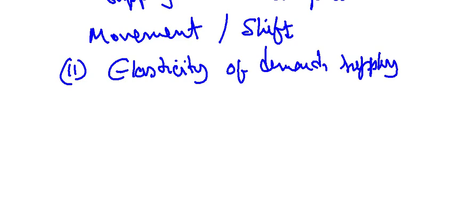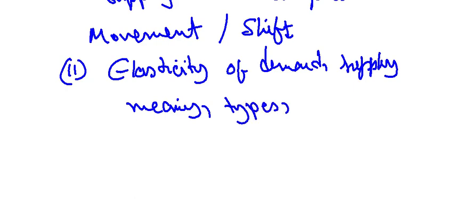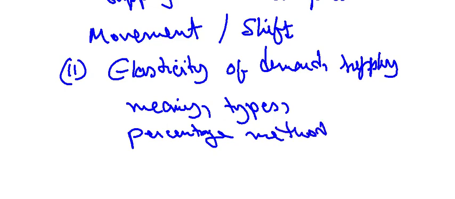So here also we have to know meaning, types, and the percentage method of measuring elasticity. Now when it comes to measurement, this is mathematical, that means you have to learn certain maths here. So you have to know the meaning, and with meaning you have to know the types, and the percentage method of measuring elasticity.